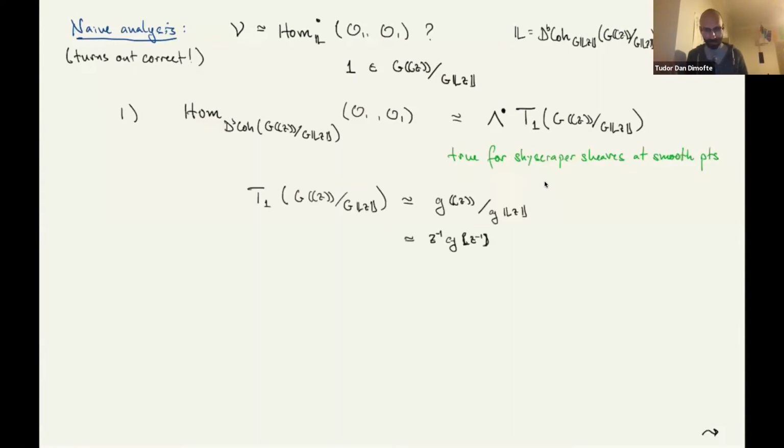So one expects to get an exterior algebra in the tangent space of the identity coset in the affine Grassmannian. If you just treat this tangent space very naively as a vector space, it looks like the Lie algebra of the loop group mod the Lie algebra over Taylor series. And that is just the Lie algebra with polynomials in z inverse. It's the part that Taylor series doesn't kill.